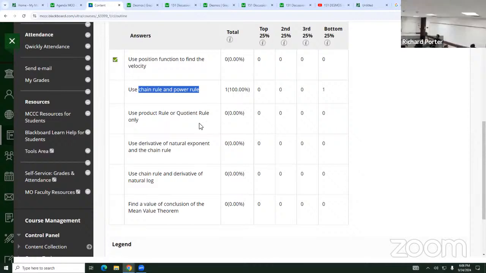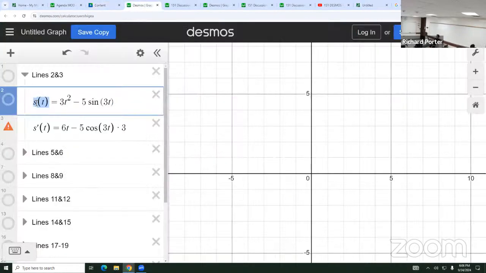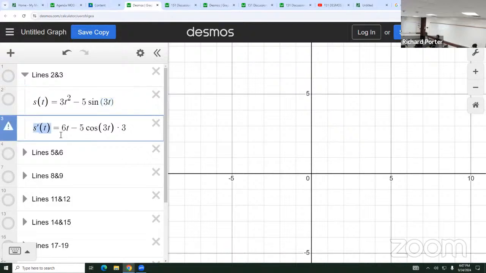I feel badly because this marked it wrong, but it was actually the position. S of t is the position function, to find the velocity. But there was a chain rule and a power rule used. There was no product rule or quotient rule. There was no natural exponent. There was no derivative. There was no mean value theorem discussed. It was just plain a power rule and a chain rule. So I see why it was missed, but this is when you take S prime, that's velocity.